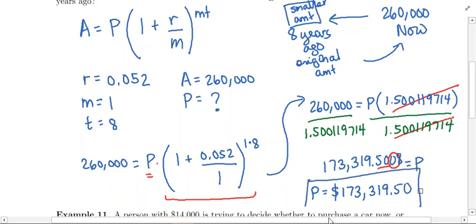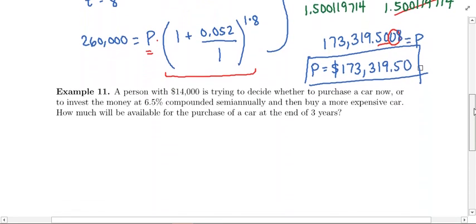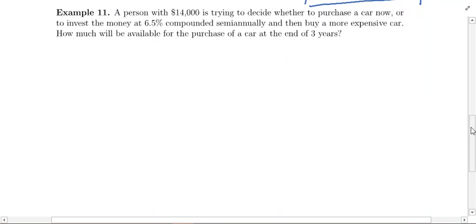And that is a sensible answer because it is a number less than $260,000. This is a reasonable amount for a house. And its value is increased at this 5.2% over an 8-year period to now be $260,000. So that is how you do this problem. Again, this was an inflation problem. That goes hand in hand with compound interest. Let's try the last compound interest problem, which is example 11.